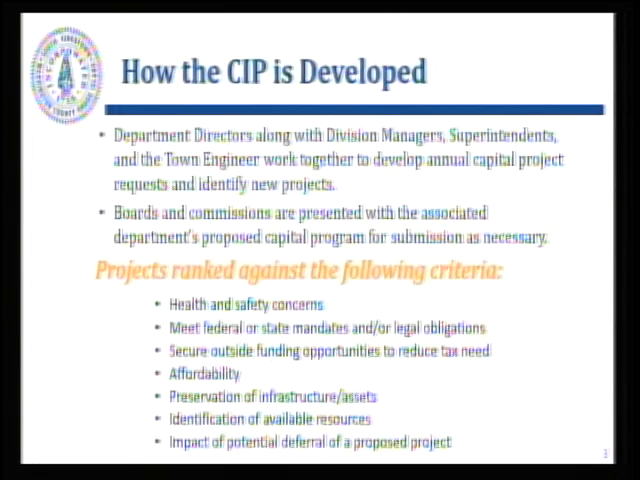The CIP, as it's known, is developed with the assistance of many people, including department directors, division heads, superintendents, the town engineer. We work together to develop and prioritize projects that are important to the operation of the town. Boards and commissions are also involved with this budget, in terms of review and support. And the projects are ranked basically, highest ranking are health and safety concerns first, and then a variety of other metrics that are involved with prioritizing the projects. How affordable are they? Do we have enough resources to cover all of the projects? What is the impact on the overall town? So that's how the CIP is developed.